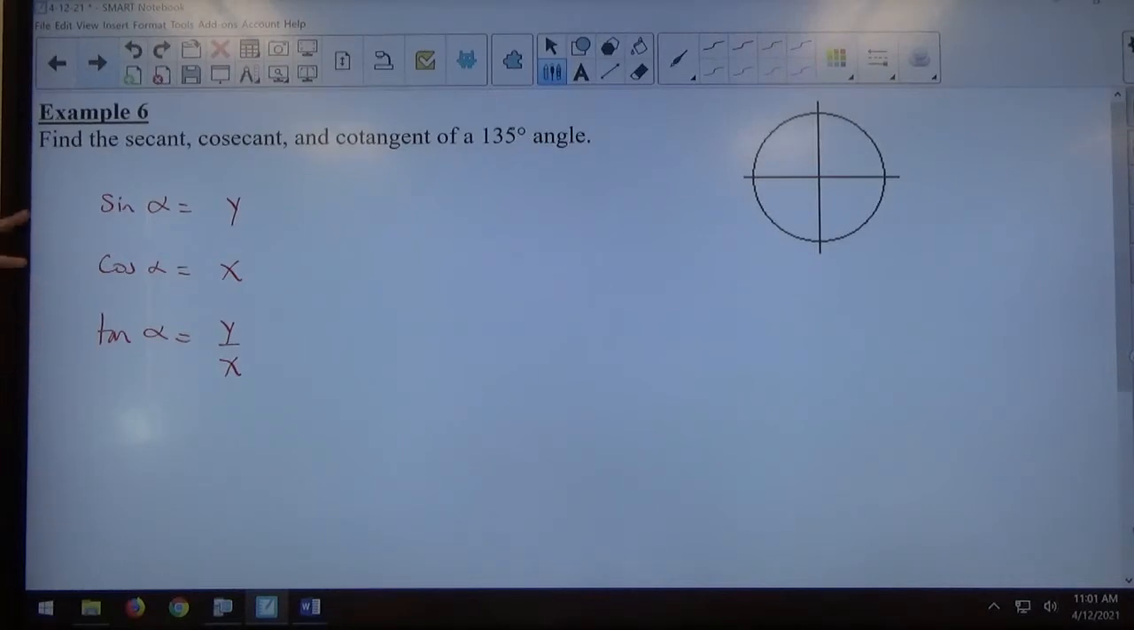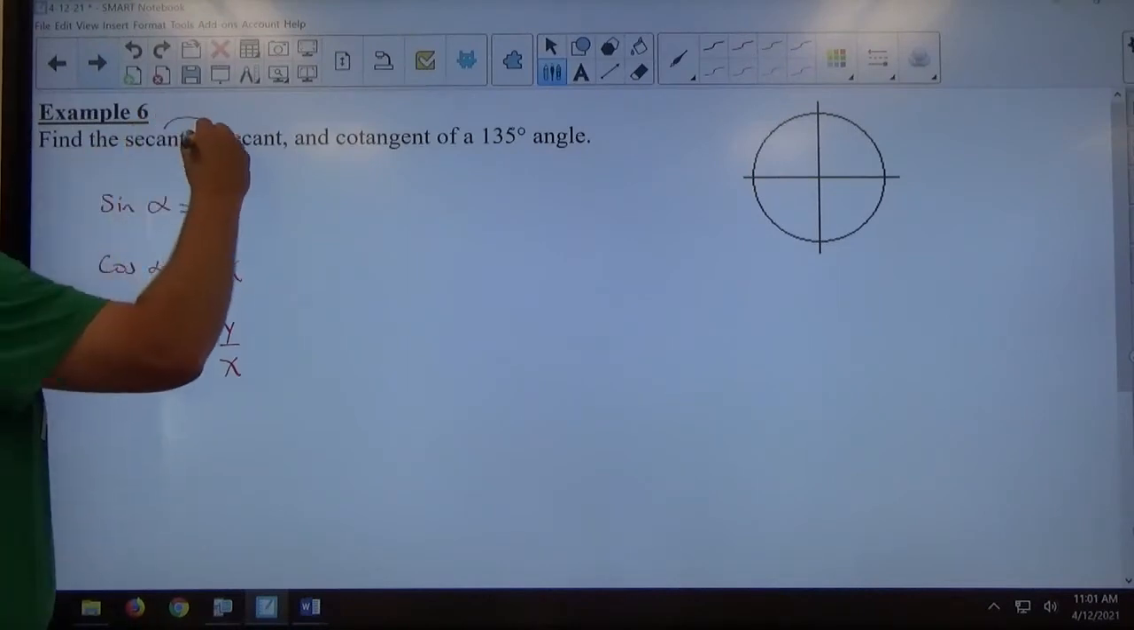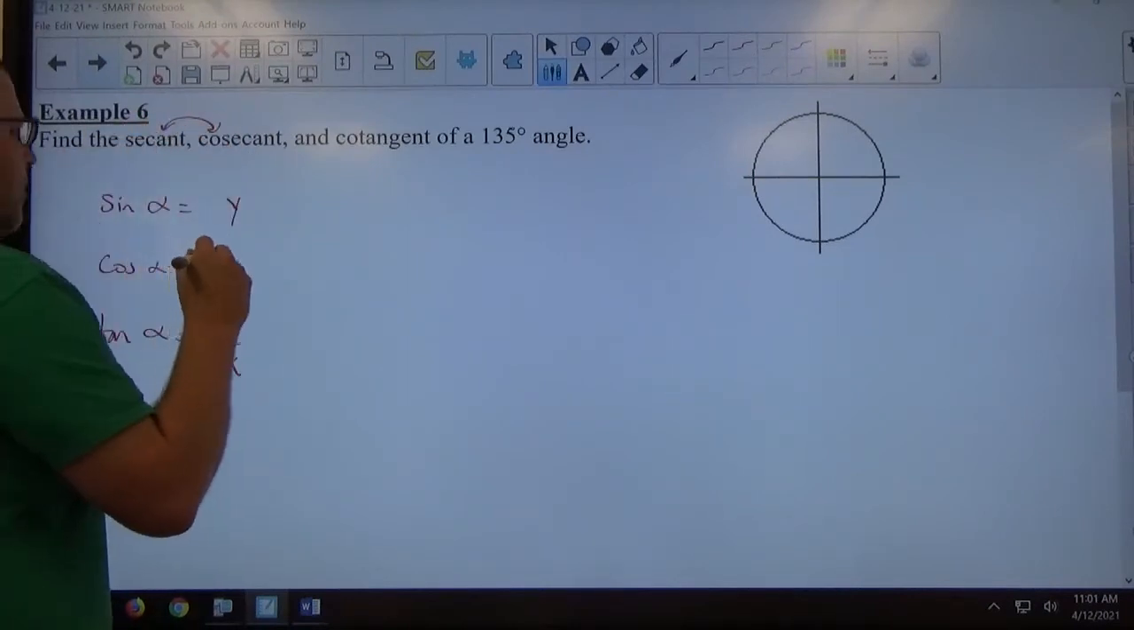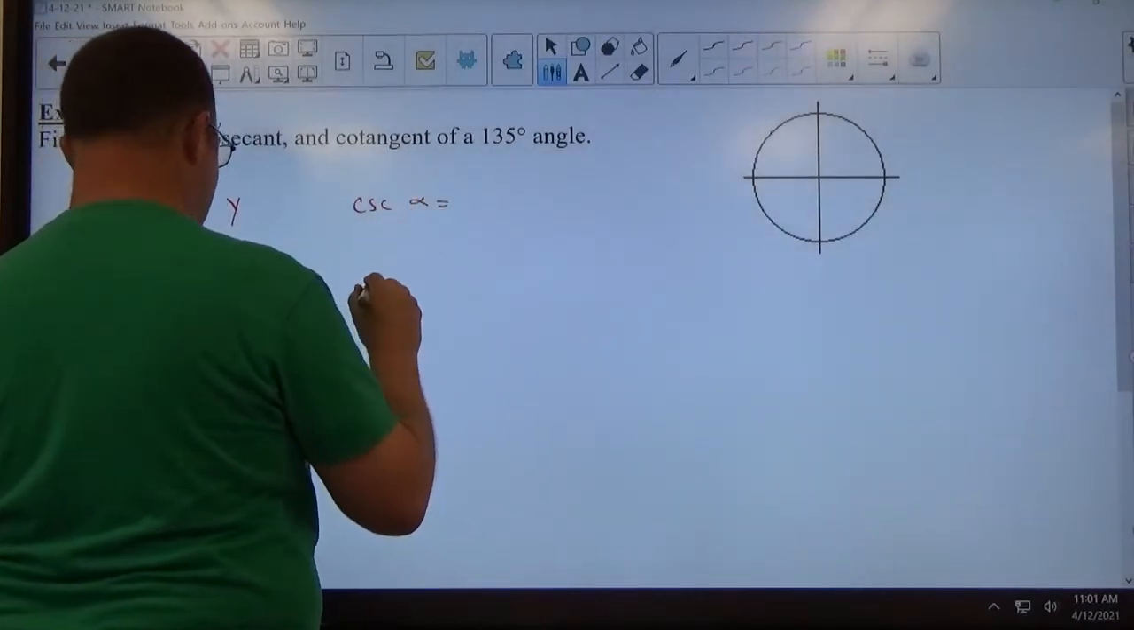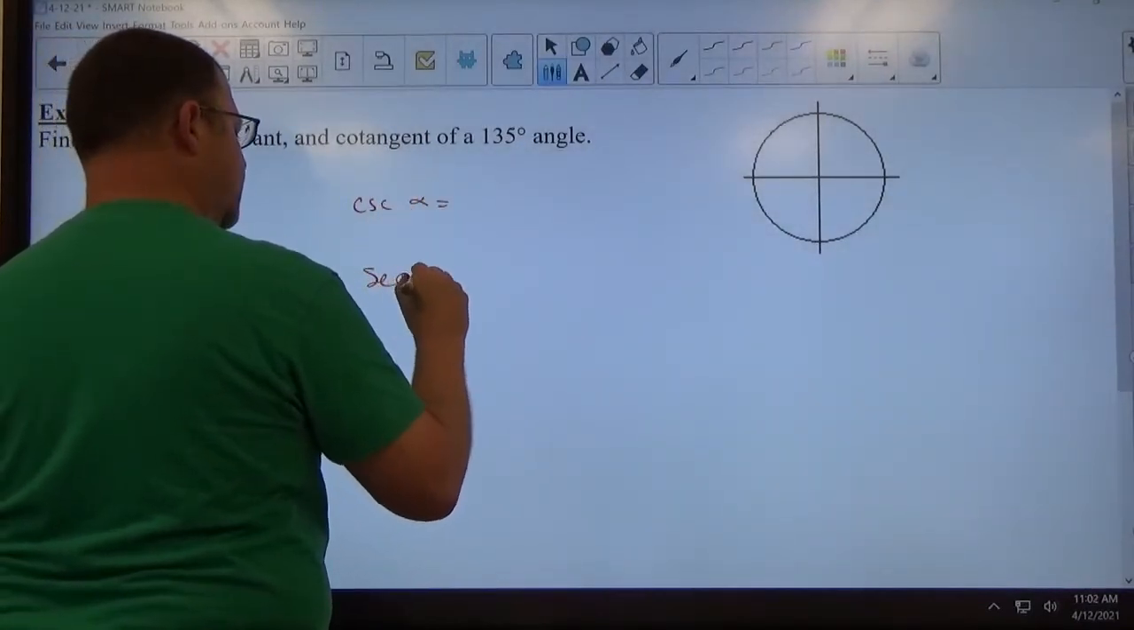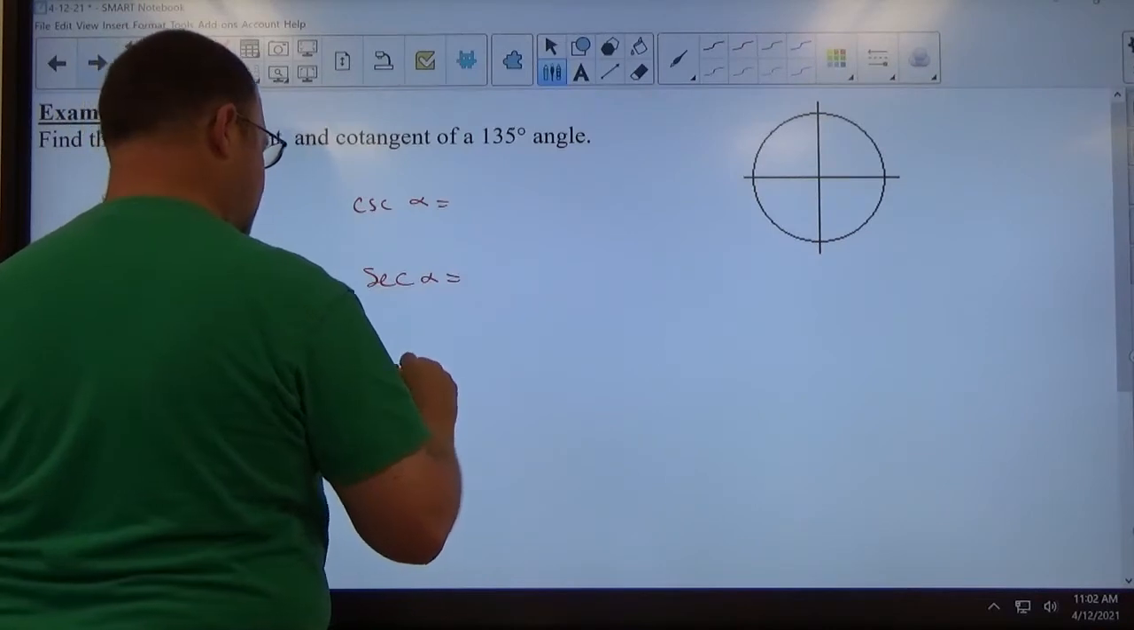So these three we know how to do already. We did these on Thursday, this today. All right? But once we've established these relationships, the other three trig functions, secant, cosecant, cotangent, are the reciprocal functions of these three. That's not the order I like. I like to put cosecant first and secant second. So I'm going to say cosecant of the angle is equal to something, secant of the angle equals something, cotangent of the angle equals something.